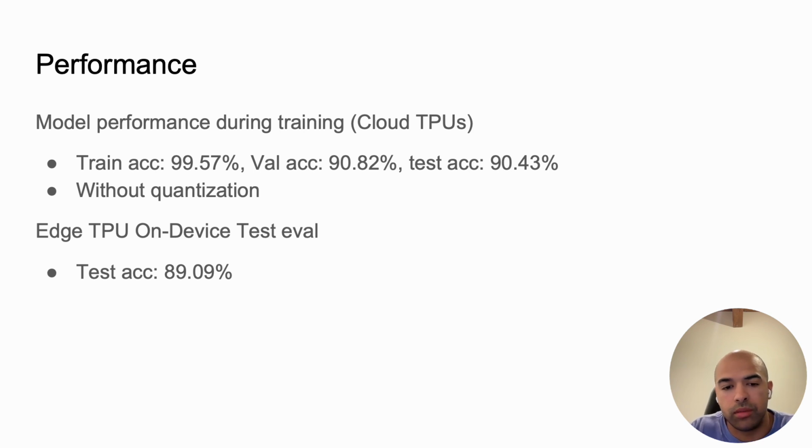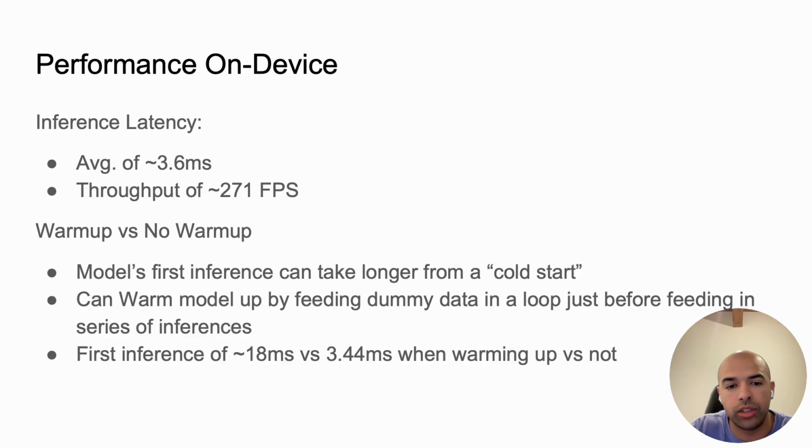So here we can see just some accuracy comparisons of the model running in the cloud TPUs versus the edge TPU. On the cloud in the Google Cloud Notebook, the test accuracy of the model was about 90%, but that was without quantization. After quantizing and compiling and deploying on the edge TPU, we got about 89% accuracy on the test data, so only about 1.4% less than in the cloud, which is really good. And then here's some stats on the inference on the device. Only average inference of about 3.6 milliseconds and a throughput of about 271 frames per second.